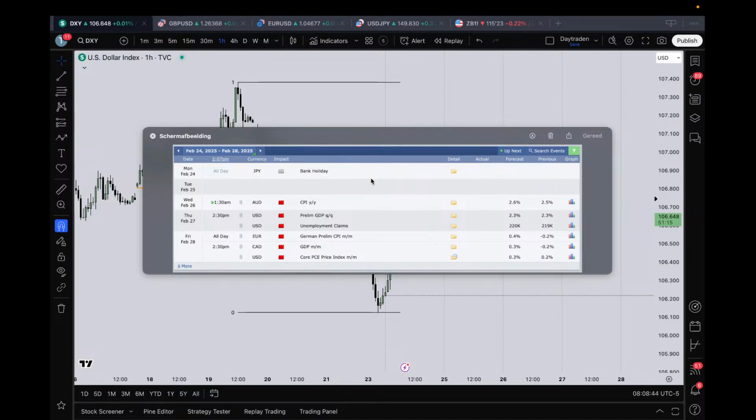But if we are looking for an overall bias, of course, we need to look at how the economic calendar is created. And of course, we are in the last week of the month of February. So we are going into March already, which is the end of the first quarter. And we can actually see that the last week of February is not really action-packed. We have a bank holiday in Japan today, and on Tuesday we also do not have any significant kind of news.